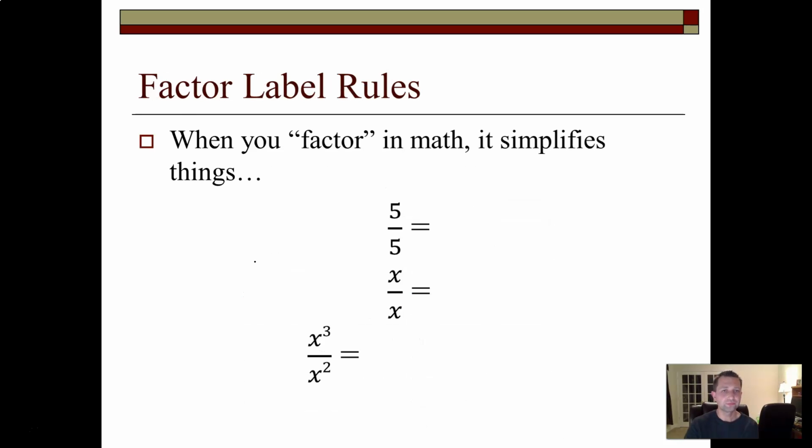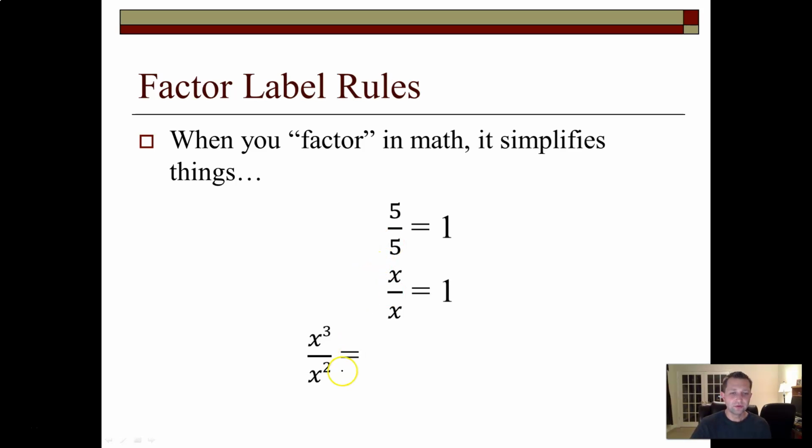When you factor in math, really, what is that? It's just simplifying, right? So 5 divided by 5, if I give you 5 over 5, you'd tell me that simplifies to 1. X over x is really the same thing. X is just a number, but it's a variable here. X over x is 1.